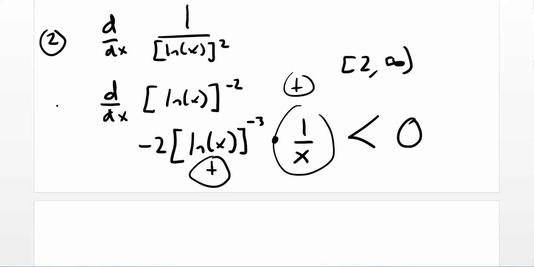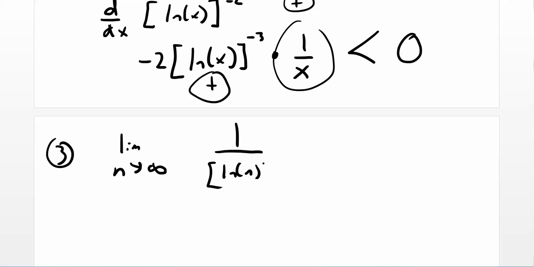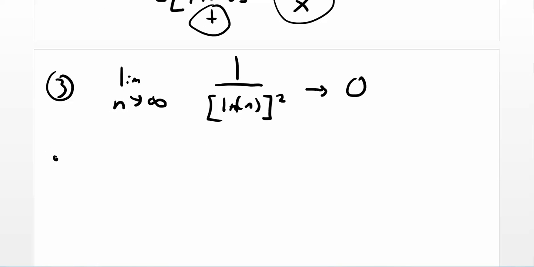So it's always decreasing. And then 3, the limit as n goes to infinity of 1 over natural log of n squared. Well, the bottom is the only thing that has n in it, so this is going to go to 0. Therefore, our series converges conditionally.